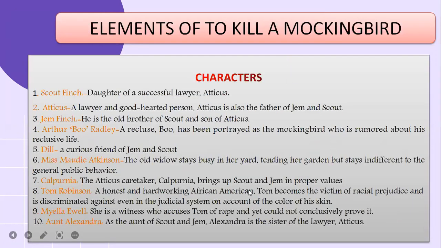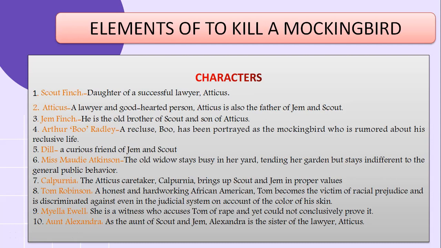So in the academic paper that I analyze and study, these are the elements of To Kill a Mockingbird. First we go to the characters. The novel entails, I guess, 10 main characters. The first one is Scout Finch. She is the daughter of a successful lawyer, Atticus. She is portrayed as a tomboyish type of girl who stays a symbol of innocence in the society of Maycomb.